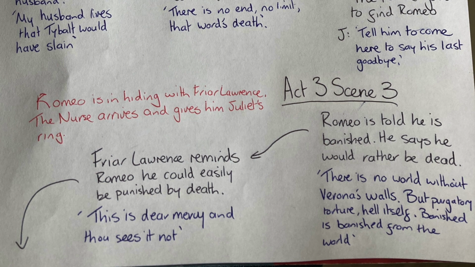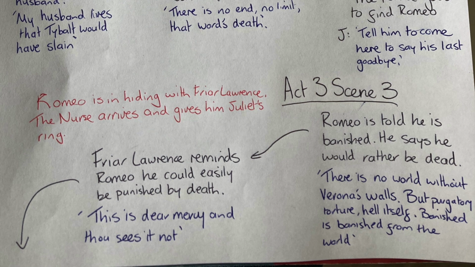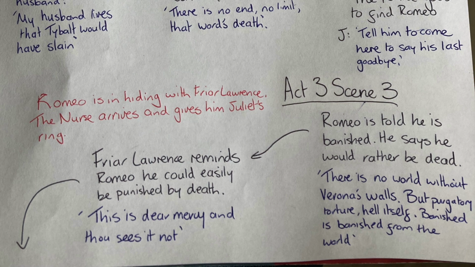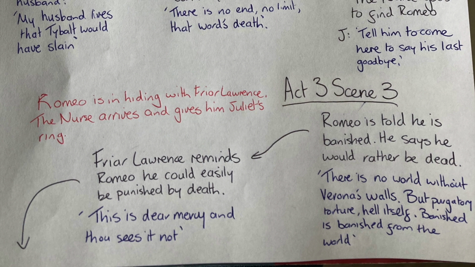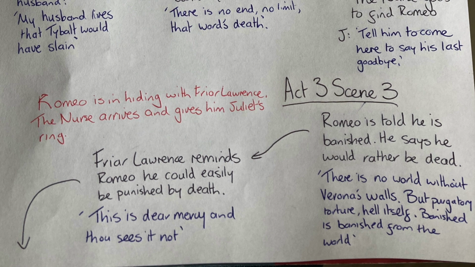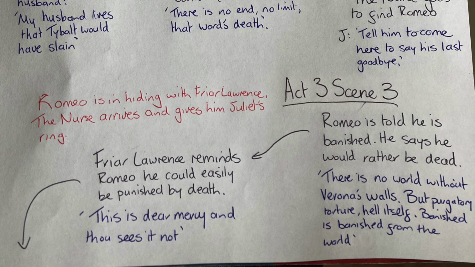So at the start, Romeo is told that he's banished, and he says that actually he would rather be dead because exile is forever. Death would be a moment. So if he has to be apart from Juliet forever, that would be worse. He says, "There is no world without Verona's walls, but purgatory, torture, hell itself. Banished is banished from the world." So he's using this sort of hyperbole, this exaggerated language that we know Romeo uses very often.